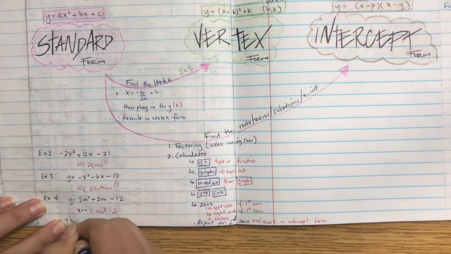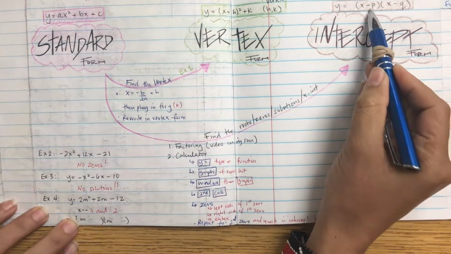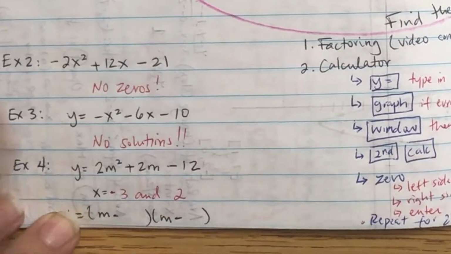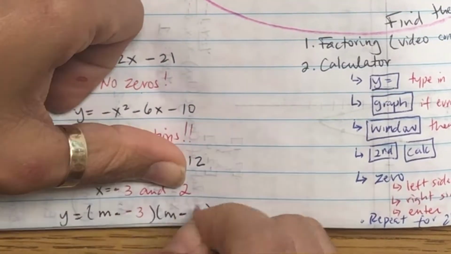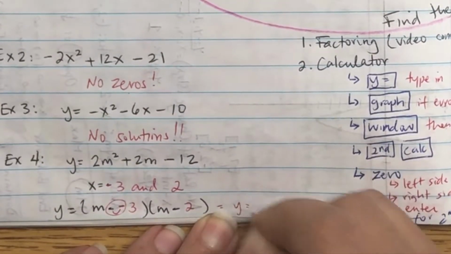I'm going to copy that down. So y equals, and then m minus, and then m minus. So now I'm just going to put in the numbers. So I have -3 and 2. Now those two negatives are going to make what? Positive.